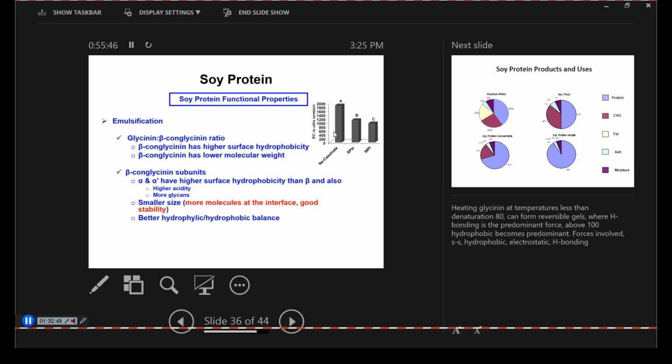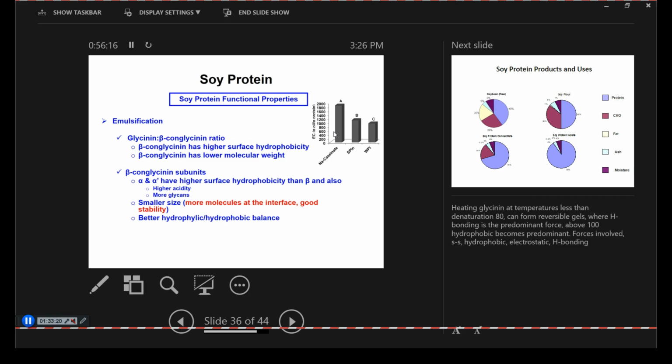Because of that, the smaller size gets to the interface, more of it would be forming a thicker film, and therefore we have better stability as well. So we have a better hydrophilicity to hydrophobicity ratio or balance. We have smaller size in beta-conglycinin, and we have higher surface hydrophobicity.